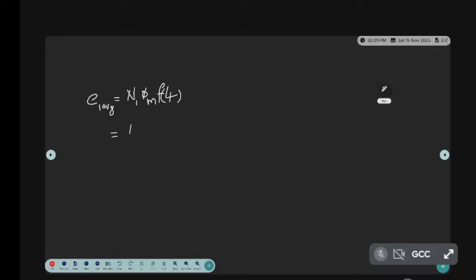Or you can write 4 into N1 Φm f. But it is not the EMF equation, it is the average value. In AC, which value will we take? This 230 voltage, I am saying 230 voltage, is it the average value or maximum value or instantaneous value? Which value? We are getting 230 voltage.